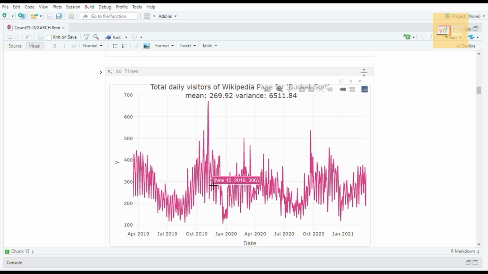And this is called count data because we are counting the total people visiting this page. And since we're dealing with time series, this type of data is also called count time series or integer valued or discrete valued time series.